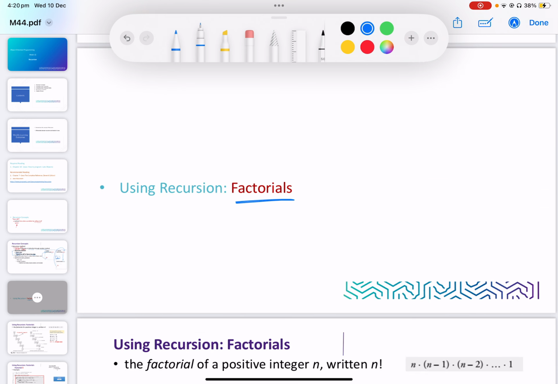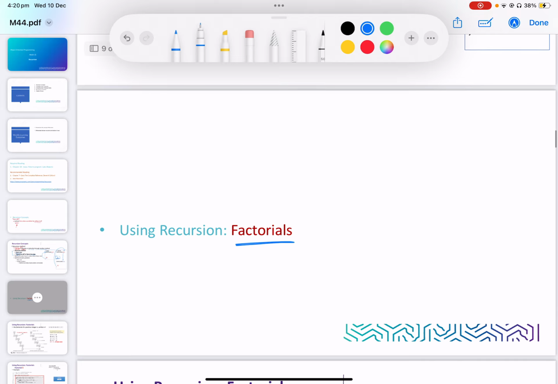Factorials. I'm not sure if you're familiar with the concept of factorials, if you've studied this in math before or not. So what is a factorial? If you have a number like 3 and you want to know the factorial of 3, it means 3 multiplied by 2 multiplied by 1. So how much is this? 3 by 2 is 6. 6 by 1 is 6. So the factorial of 3 is 6.